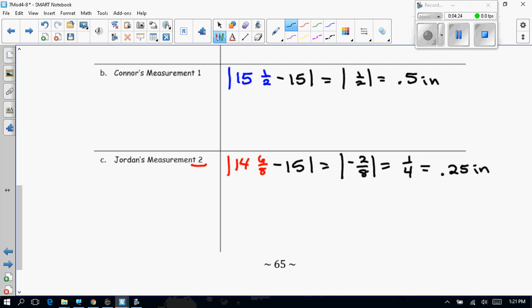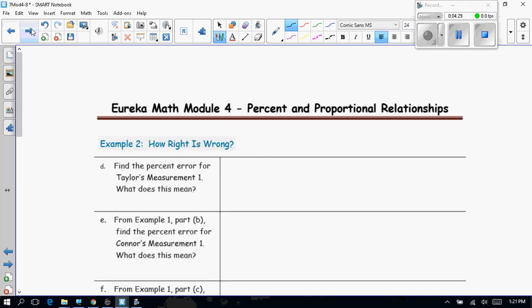Now we're going to change it, because this book is all about percent, so let's talk about how far off we are. We're going to find the percent error. To find the percent error, you use another formula. We take the approximate minus the exact, just like we did a second ago, and we put it over the exact.